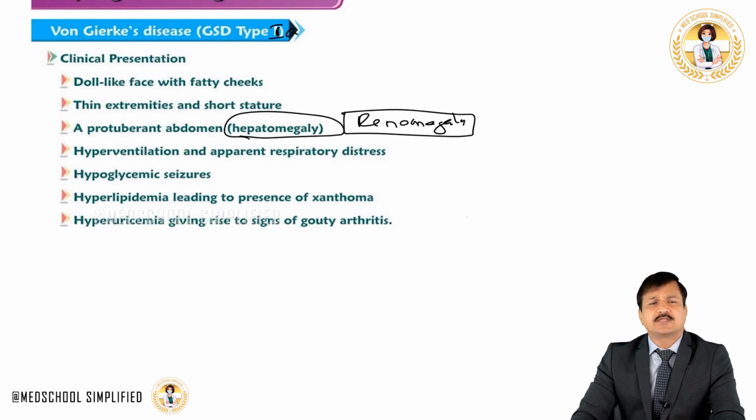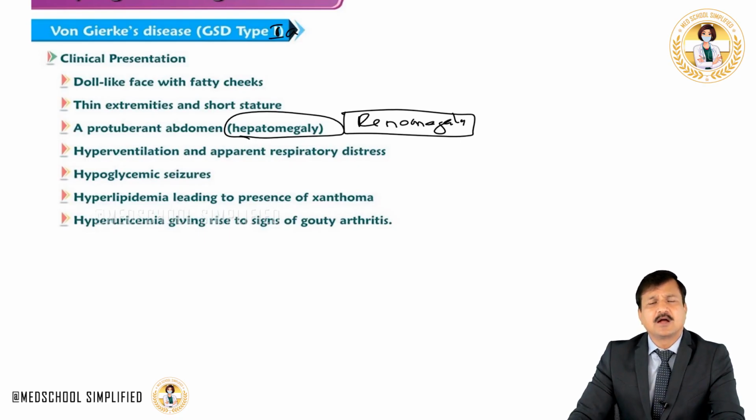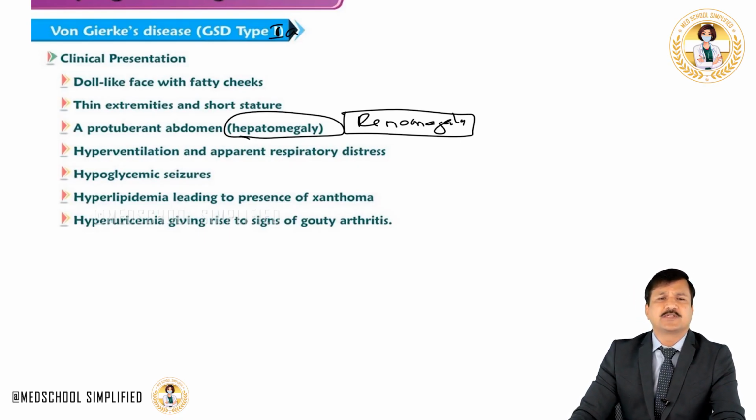Patients with von Gierke disease will show hyperventilation and apparent respiratory distress because of the metabolic acidosis. Patient may go into hypoglycemia, hyperlipidemia, leading to the presence of xanthomas. Especially these are the fatty material which is accumulated just beneath the skin. And also patient will show hyperuricemia, giving rise to signs of gouty arthritis.